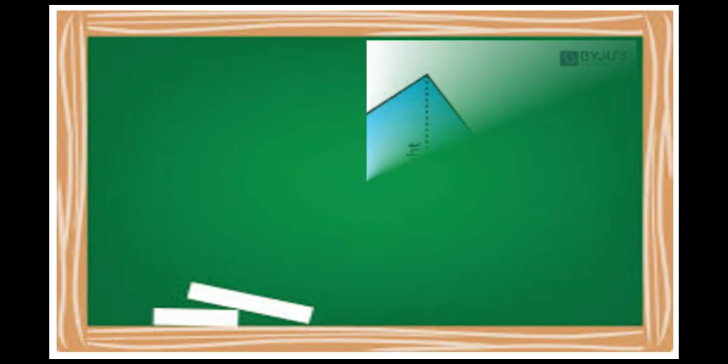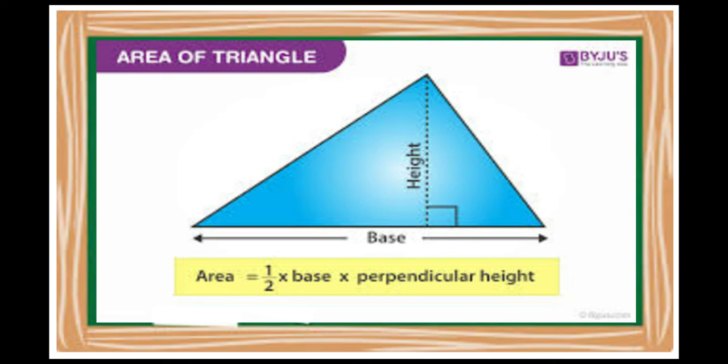Alright, so there are actually different formulas to be used in finding the area of a triangle depending on its kind. If you are given a scalene triangle wherein the side measures are different, you will need to use Heron's formula. If you're given an equilateral triangle wherein you have the same or congruent sides, the formula to be used is the side squared times the square root of 3 over 4.